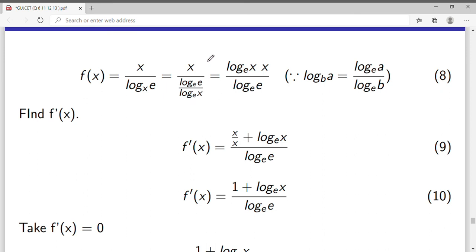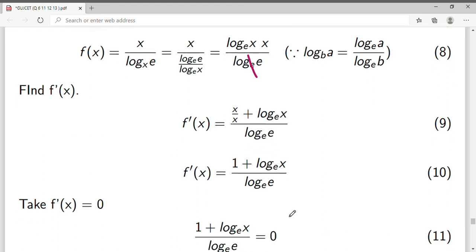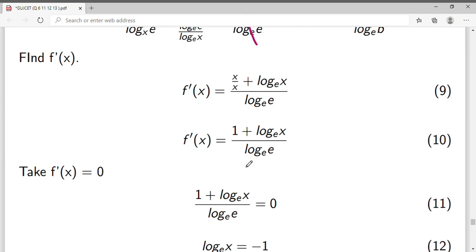Now do the cross multiplication. Here we have log x in the numerator. So we have log x base e into x upon log e base e. This value log e base e is our 1 value. Now find the derivative. So f dash x is equal to, first derivative of log x is 1 upon x, keep x as it is, plus derivative of x is 1, log x as it is, upon log e base e. But this value is ultimately 1. So f dash x is equal to 1 plus log x upon log e. Now take f dash x equal to 0.